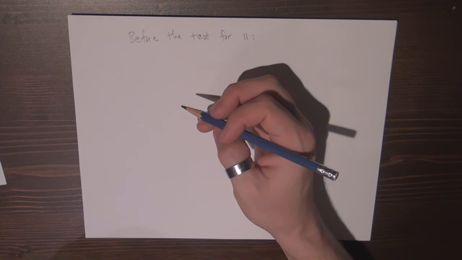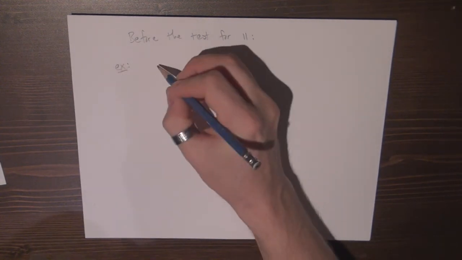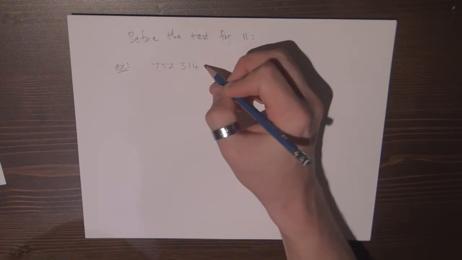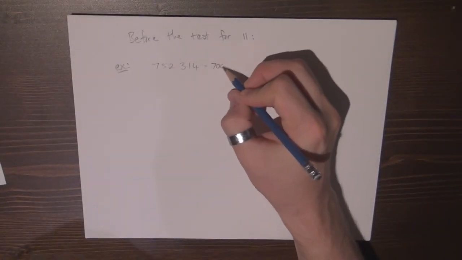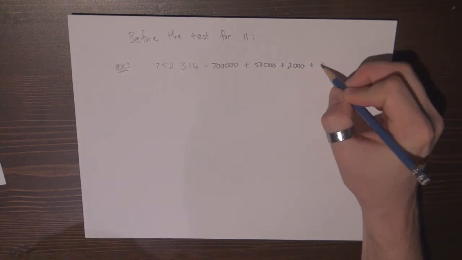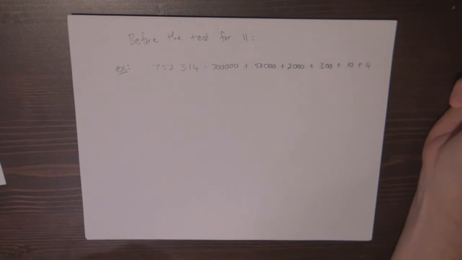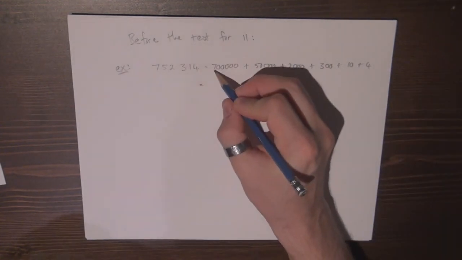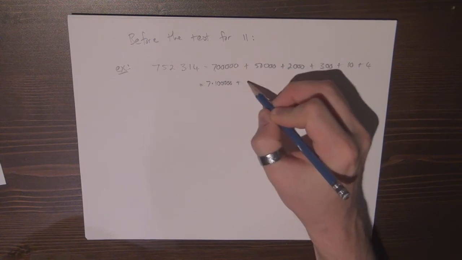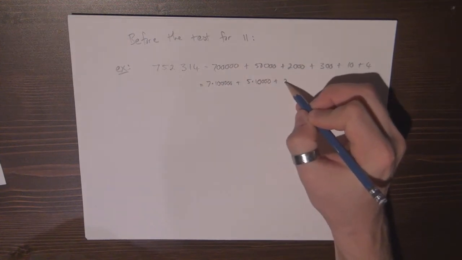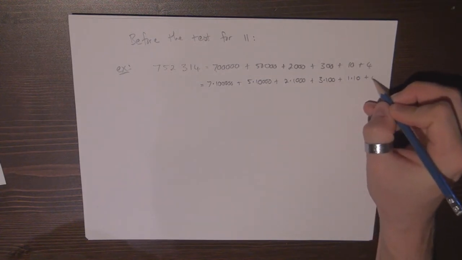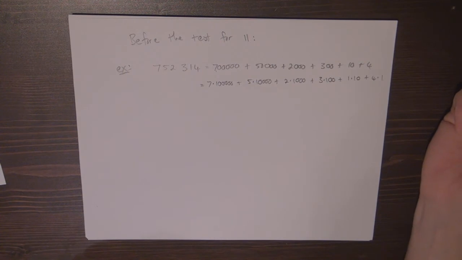Let's make a random number. Let's take, for example, I'll use a different one than there is in the book, 752,314. And we can split it up as 700,000, 50,000, like we've done many times in the past now. 300, 10, and a 4. So this I can see as 7 times 100,000. This is 5 times 10,000. 2 times 1,000. 3 times 100. 1 times 10. And 4 times 1 if you want to write that.